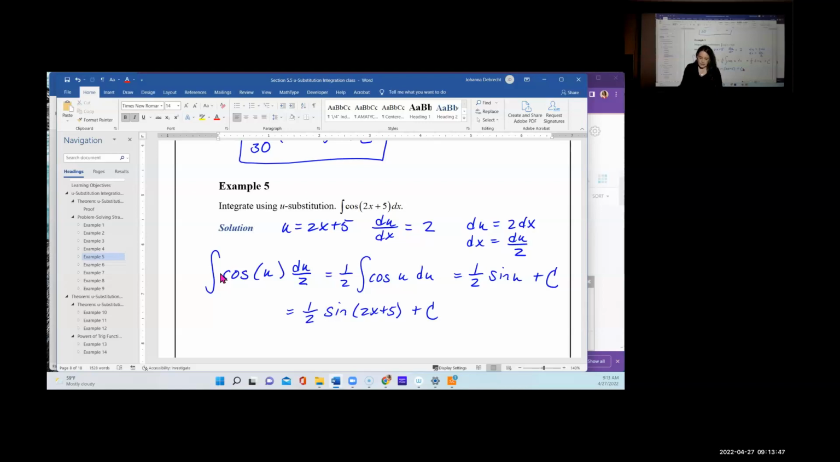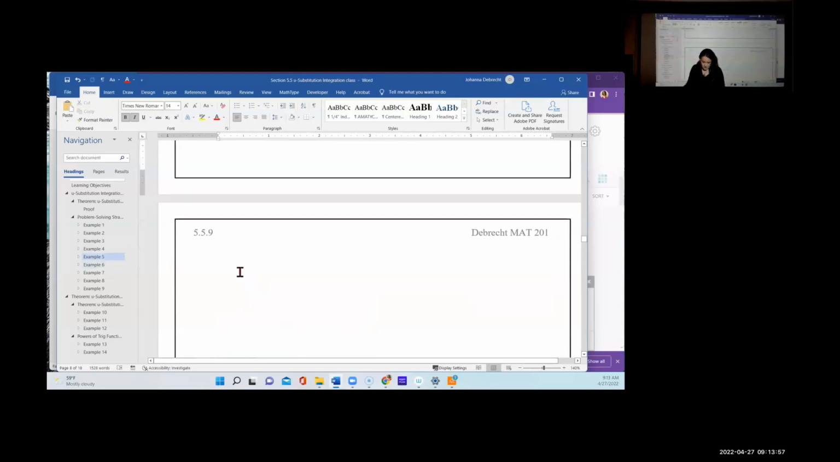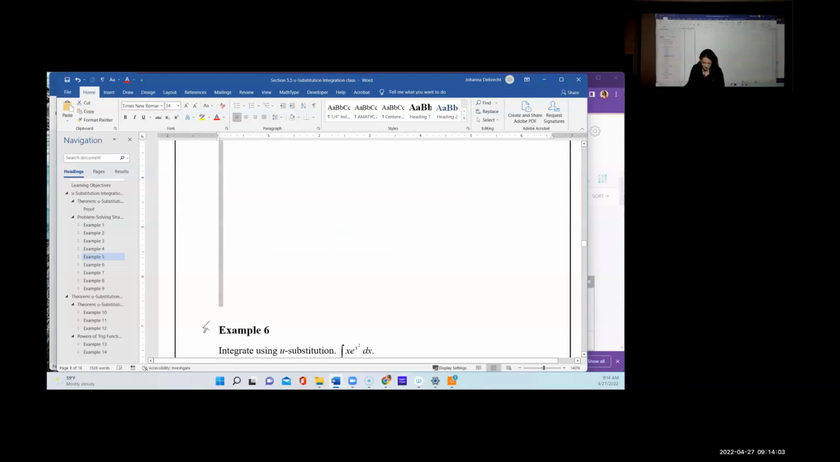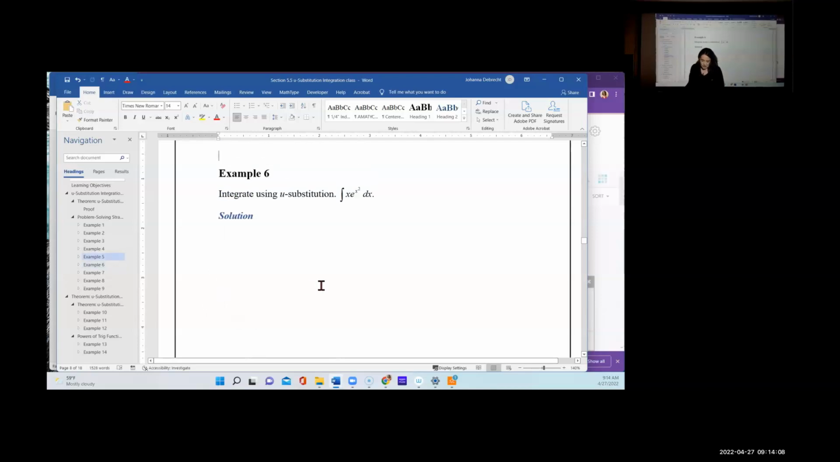All right, let's take a look now at the next one. Looking at example 6 now. Example 6 is slightly more advanced because of the exponential. So you've got the integral of x e to the x squared. So you've got a power on a power.